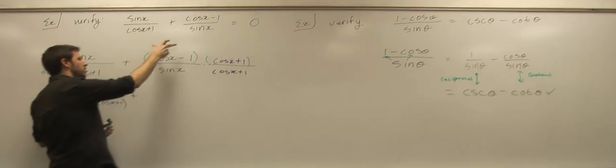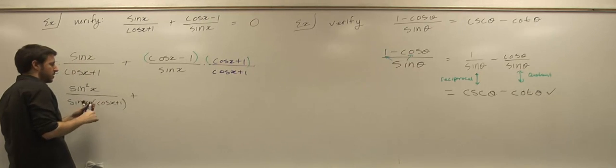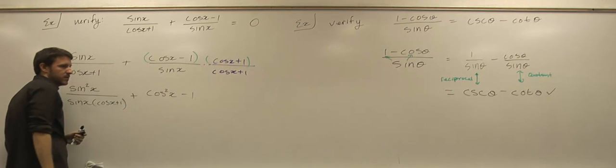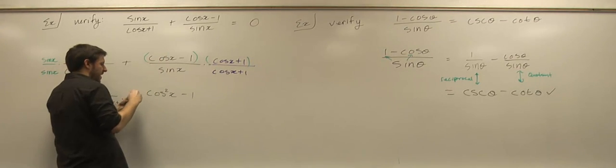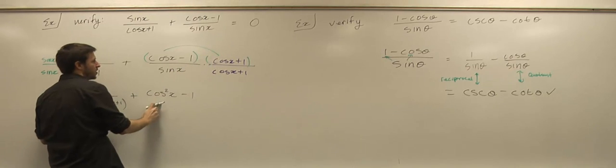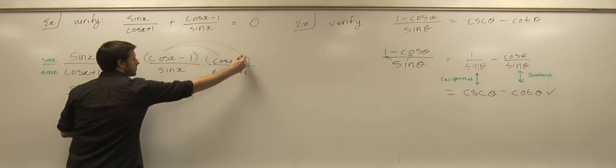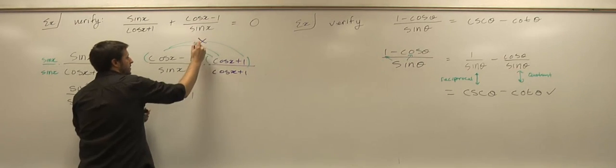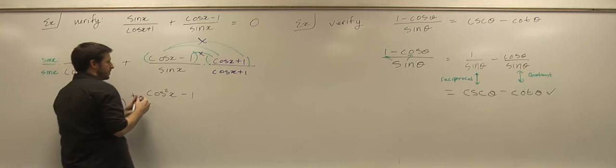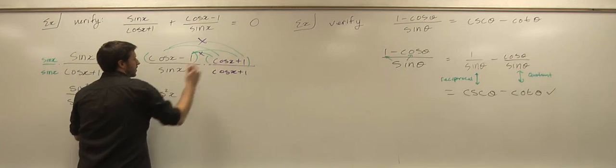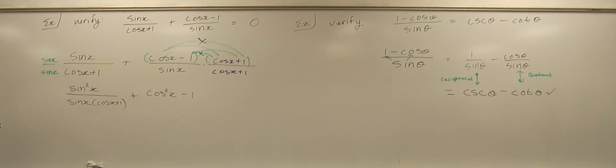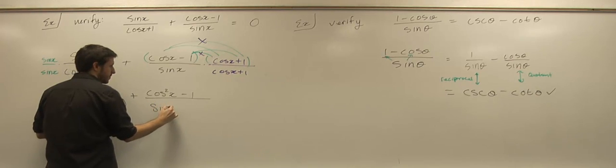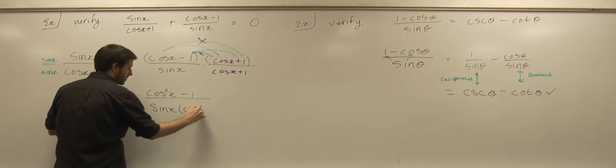So what am I going to get when I do cos x minus 1 times cos x plus 1? Cos squared x minus 1. Because the middle terms will cancel. Cos times cos gives you the cos squared, but then when you do cos times 1 and minus 1 times cos, they cancel. So then all you have left is negative 1. Okay, and what about on bottom? Well, the common denominator, right?